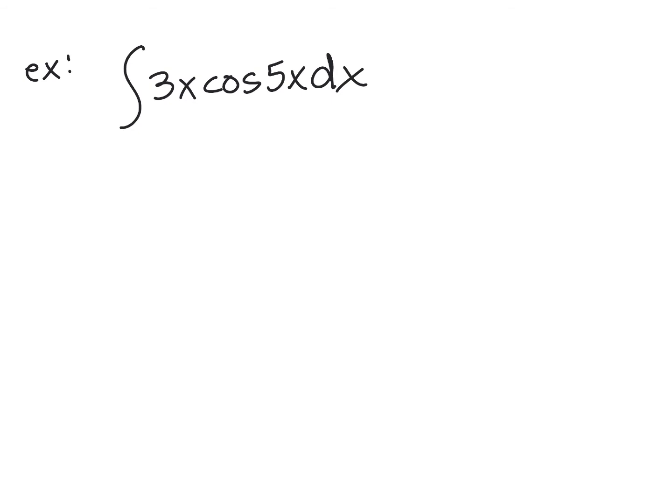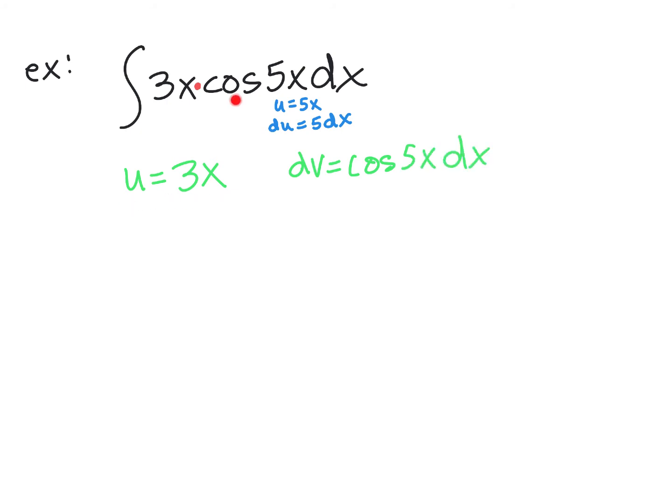Okay, so let's look at this problem. Notice that we have a product. It's a 3x times a trig function. So algebraic and trig. We're going to look first at this cosine function. You always try substitution first. So it would be cosine of u. So you see it's a 5x, there's too much, so I'm going to set this piece equal to the u for my integration by parts. The rest of the stuff in the problem is dv.